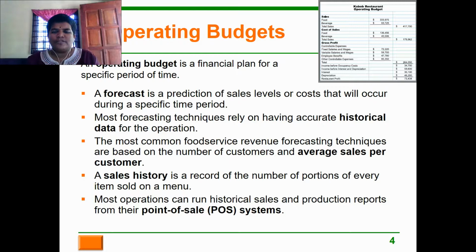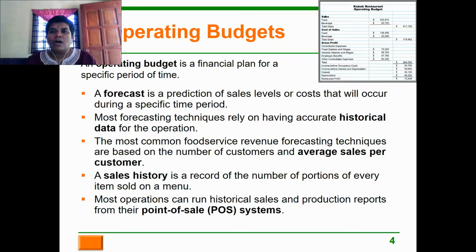The most common food service revenue forecasting techniques are based on the number of customers and average sales per customer. A sales history is a record of the number of portions of every item sold on a menu. Most operations can run historical sales and production reports from their point of sales, POS in short, system.